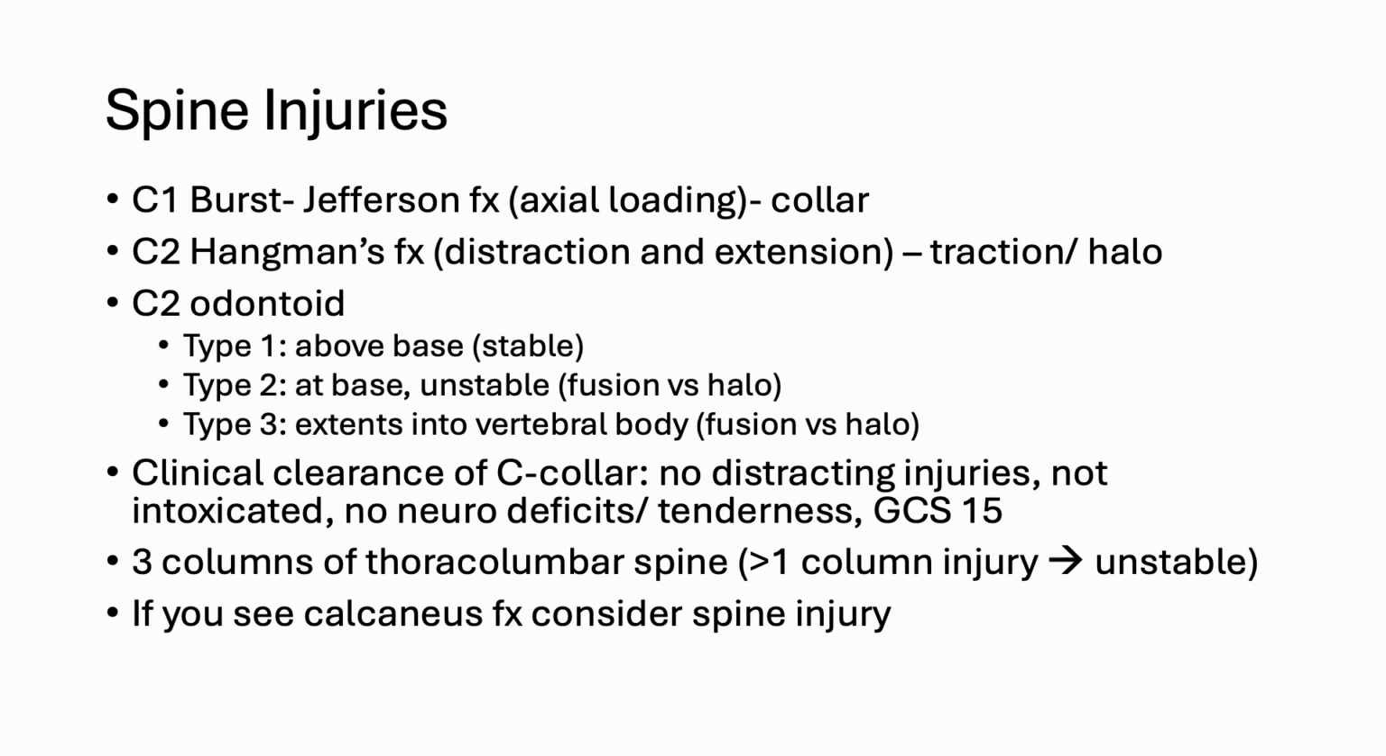Which brings me to my next point: there's 3 columns of the thoracolumbar spine, and greater than 1 indicates a column injury, which is deemed to be unstable. If you see calcaneus fractures, and you may see it in a question stem, you always have to consider a spine injury because the amount of force and pressure that is needed to cause a calcaneus fracture could easily have caused a spinal fracture as well.